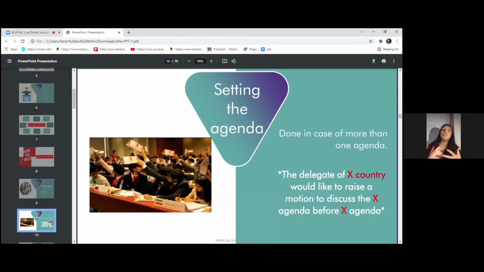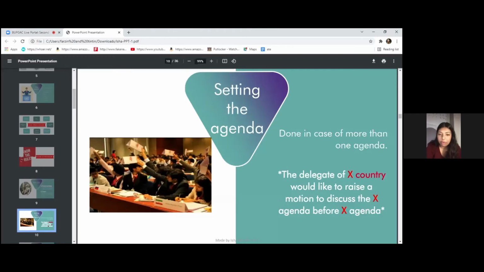raised when you want to move the committee session forward. Here you are raising a motion to set the agenda. How do you raise it? You say, the delegate of X country. I am USA, so I will say, the delegate of the United States of America would like to raise a motion to discuss the X agenda. Let's say technology for refugees before education for refugees.